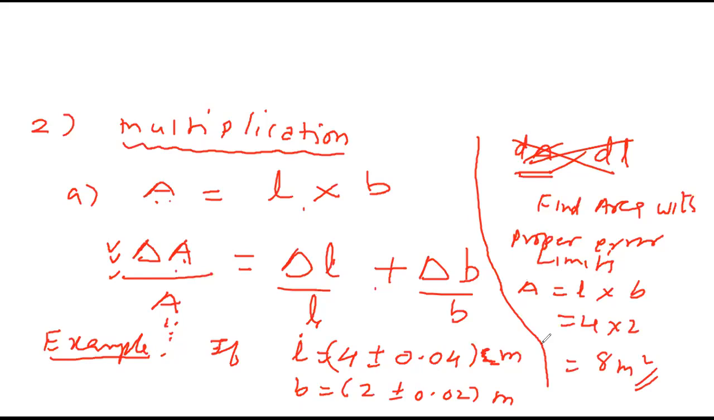So we got length and breadth, say actual area by calculation, length into breadth, that is 8 meters square. Now to calculate its error, we have to follow certain rule. Rule is whether it is addition, subtraction or division, anything, error is always added. Here it is relative error added. So since A is L into B, dA upon A will be dL upon L plus dB upon B.